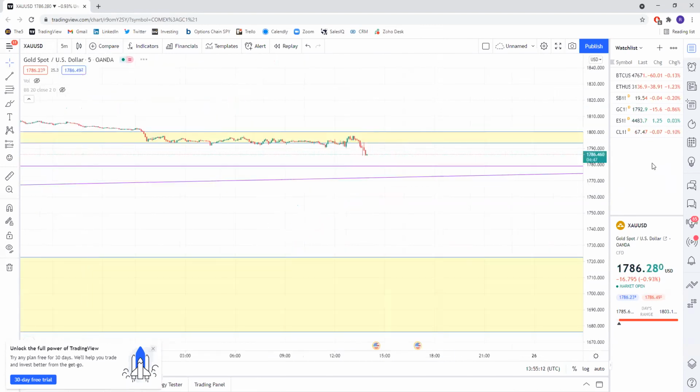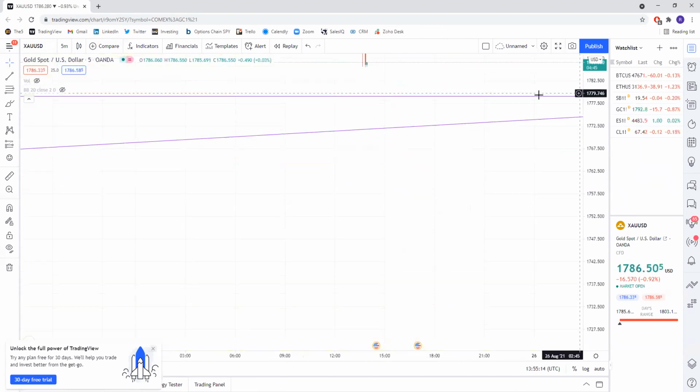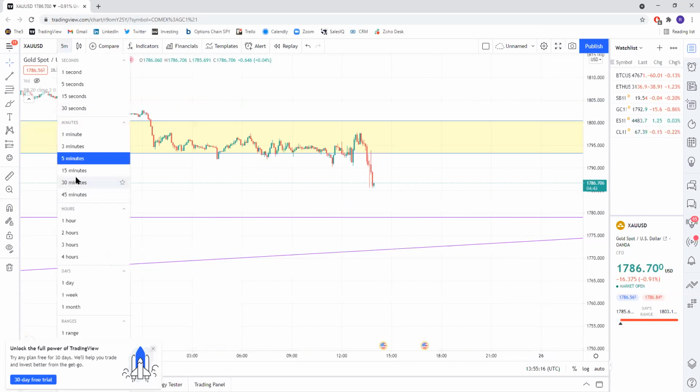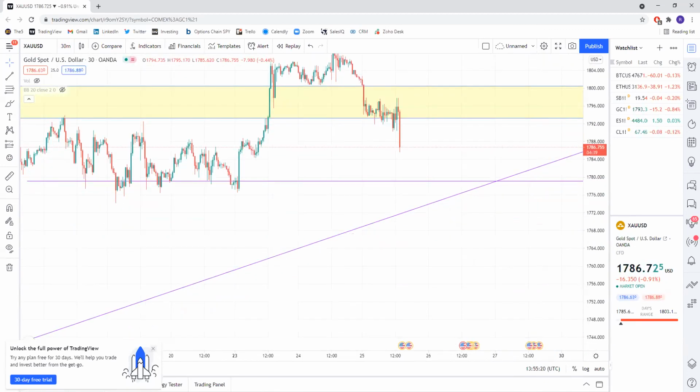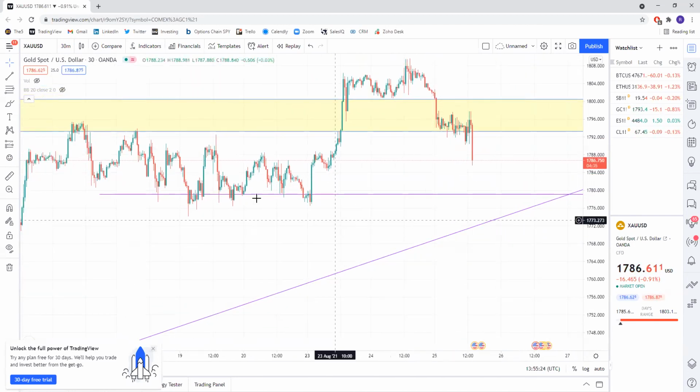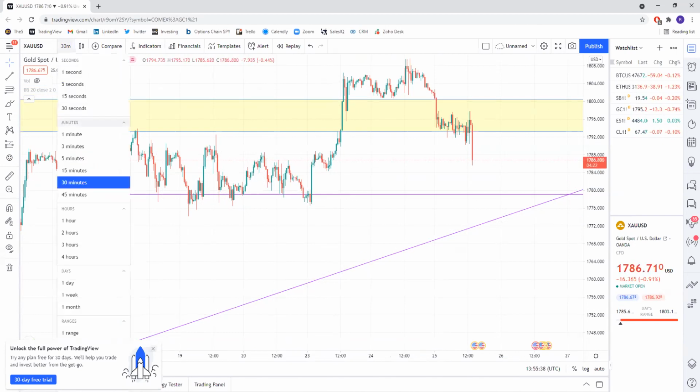I think on 5 minutes, there is nothing to make here. The market made the move. You have to wait for the next opportunity. Okay, the next opportunity will be at that level here at approximately 1,780, here on this diamond on the 30 minutes. There will be a reaction here. There will be a reaction.